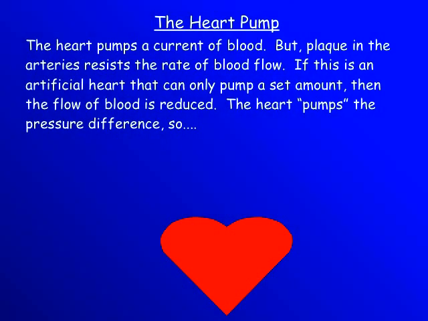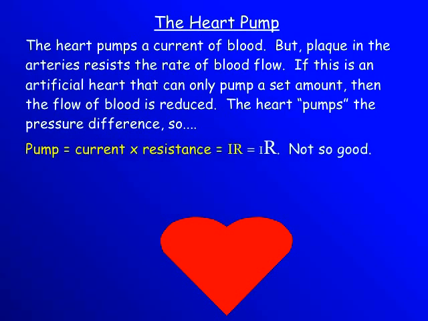The heart pumps a current of blood. The plaque in the arteries resists the rate of blood flow. This is an artificial heart that can only pump a set amount, then the flow of blood is reduced. Meaning as the resistance increases, if the heart can't compensate, if it can't pump any harder, an artificial heart, then if the pump is set at one pressure and the resistance increases, the flow of blood, the current, decreases. So the pump is creating the pressure difference. So the pressure difference is equal to the current times resistance. Current is I, resistance is R. So as the R, the resistance, increases, the current decreases. This is of course not good.